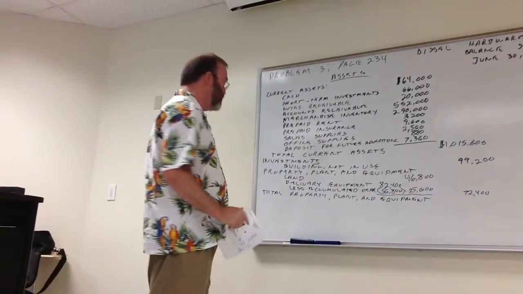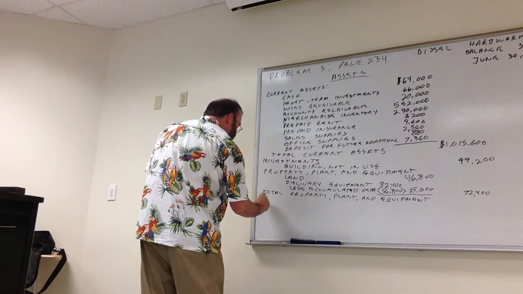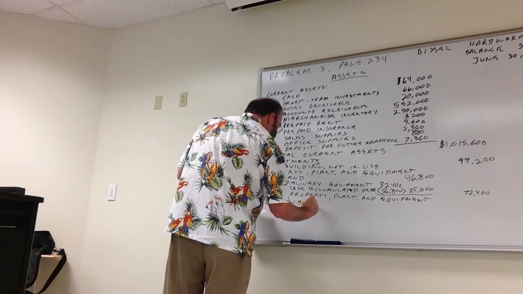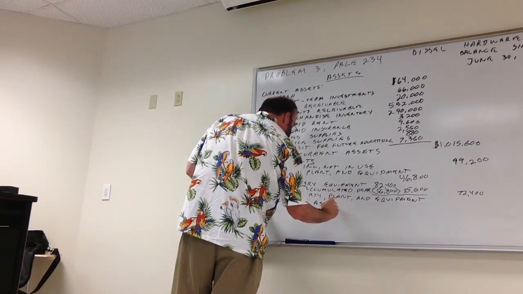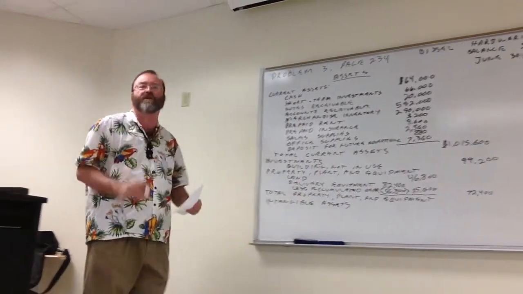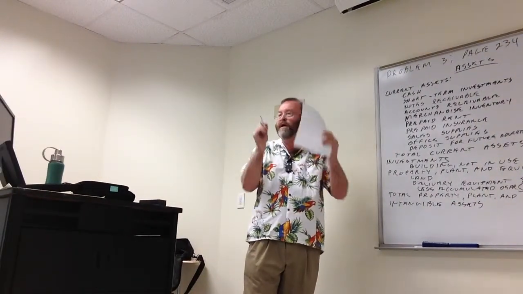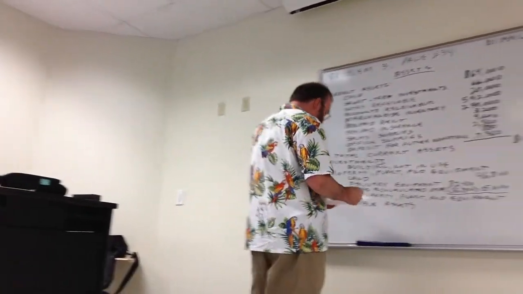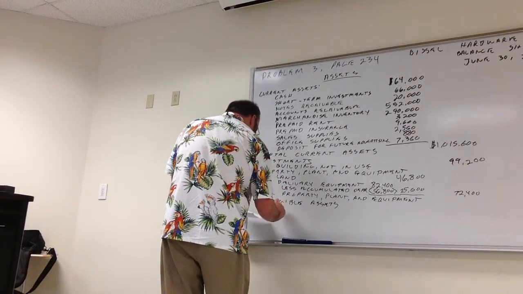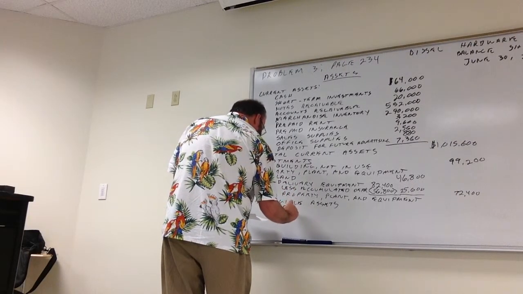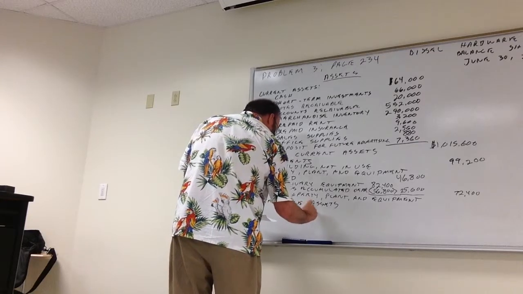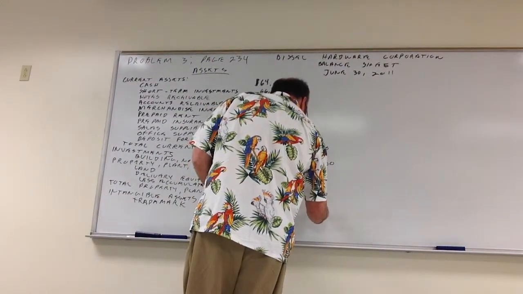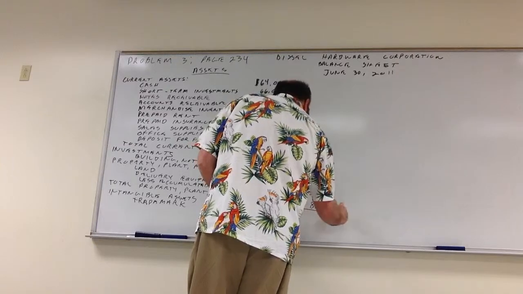And the very last section is intangible assets. These are items that have no physical substance. They're still items that we own in order to conduct our business, but they don't have anything that we can hold or touch or walk on. Trademark is the only intangible that we have, and we have an $8,000 cost in that trademark.